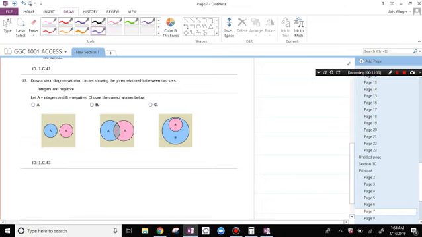Draw a Venn diagram with two circles showing the given relationship between the two sets. Integers and negative. There are some integers that are negative, so there's clearly some overlap.